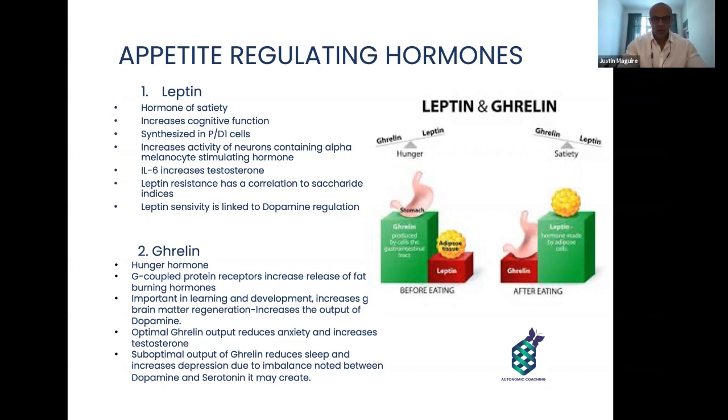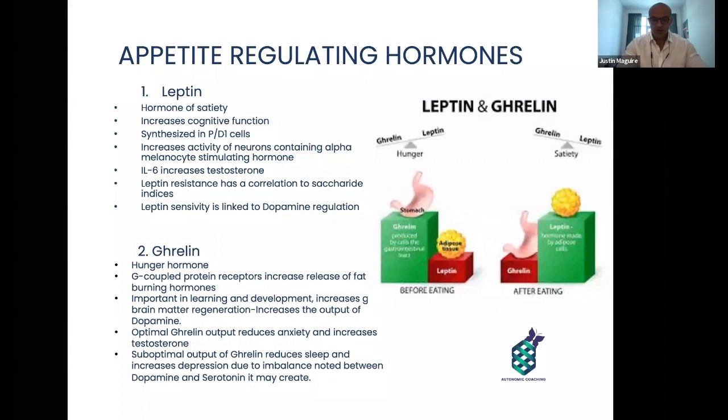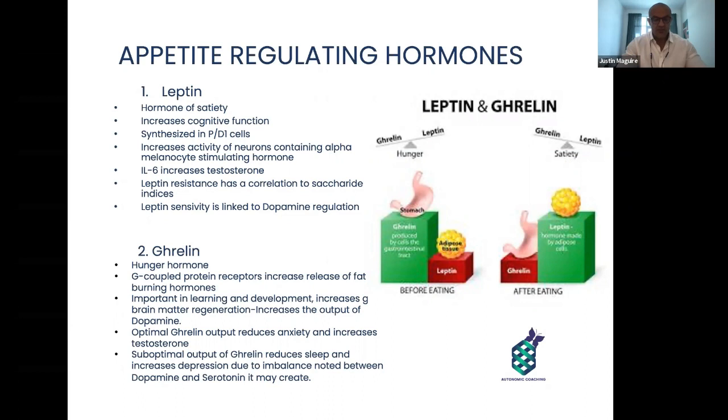Ghrelin is a hunger hormone. It lets us know when we need to eat. It facilitates G-coupled protein receptors, increases release of fat-burning hormone. It's important in learning and development, increases gray brain matter. Okay, and gray brain matter is a lot slower than white brain matter, as it doesn't contain myelin, but that's where the processes of feedback inhibition occur within our brain and brain matter. So when we can improve the density of brain matter, we will also find that cognitive processes also increase.